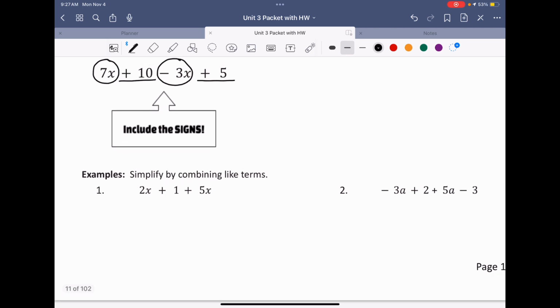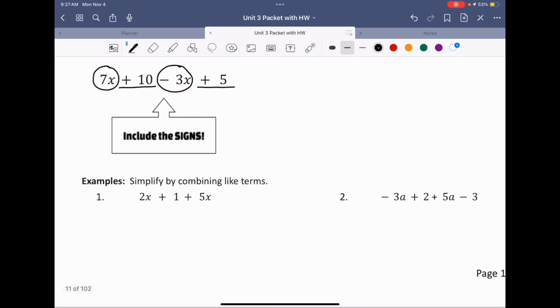Now let's do some examples. So the first thing I'm going to do, let's circle 2x, circle 5x, and then I have 1 constant. Combine my like terms, so I have 2x and 5x, and I'm going to rewrite these so that they're next to each other. So 2x plus 5x plus 1. And I'm going to add the coefficients. So 2 plus 5 is 7. So 7x plus 1. And I cannot put 7x and 1 together because they're not like terms. So that's my final answer.